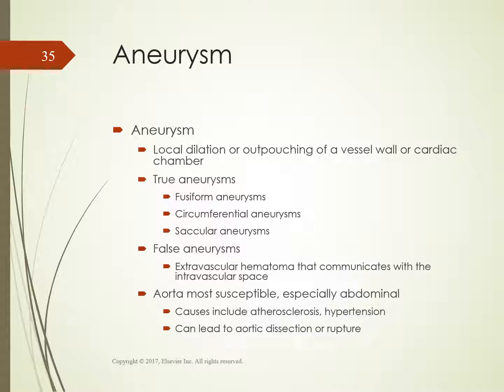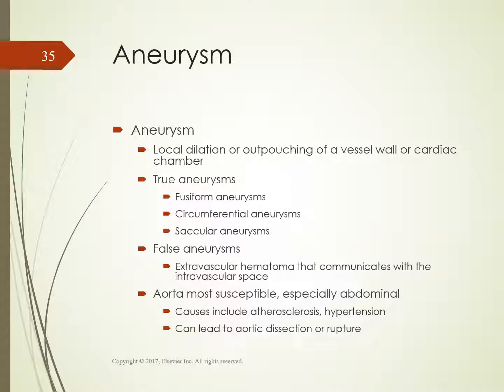So, an aneurysm is a local dilatation or outpatching of a vessel wall or cardiac chamber. True aneurysms involve all three layers of the arterial wall and are best described as a weakening of the vessel wall. Most are fusiform or circumferential, whereas saccular aneurysms are basically spherical in shape. A false aneurysm is an extravascular hematoma that communicates with the intravascular space. A common cause of this type of lesion is a leak between a vascular graft and a natural artery.